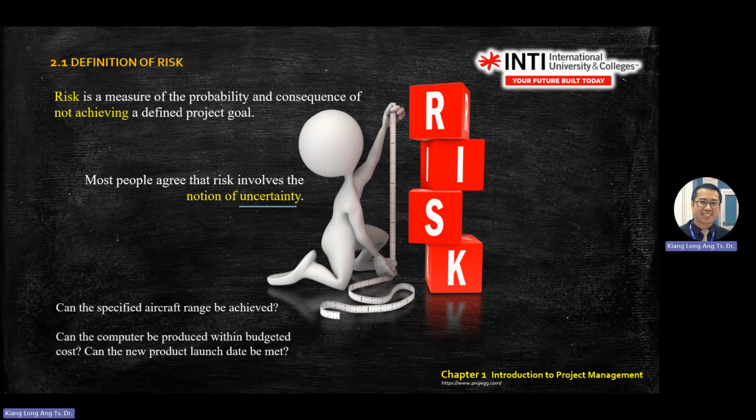Okay. So these are the uncertainties. These are examples of questions when you talk about risk. For example, if you are in aerospace engineering, you design a new aircraft. So you need to ask, can the specific aircraft range be achieved? You need to know whether the new design can achieve it or not. It can fly to a certain distance or not, right? Can a computer be produced within budgeted cost? Can the new product launch date be made, and so on?